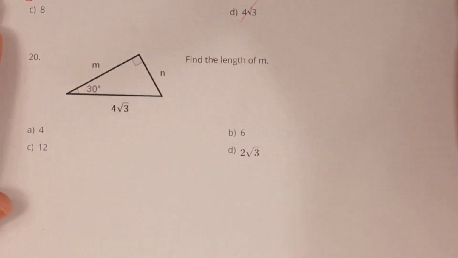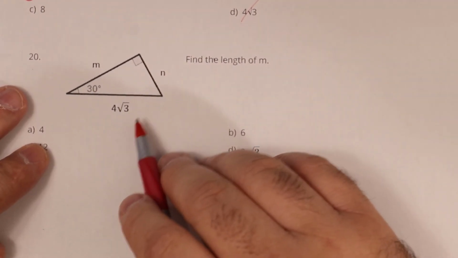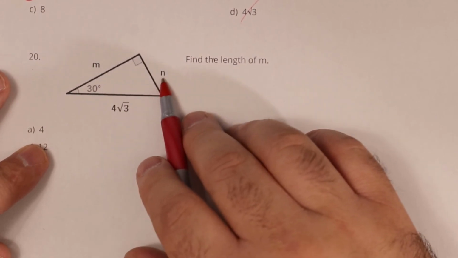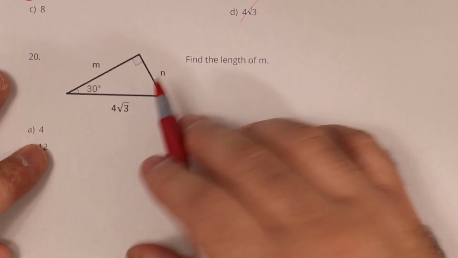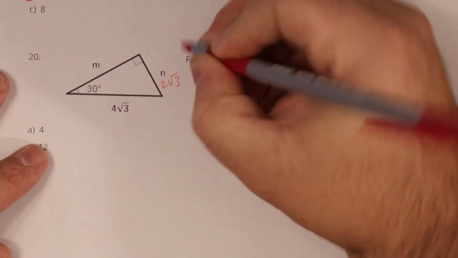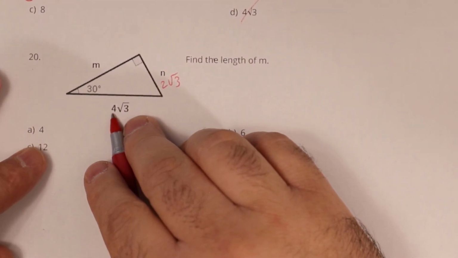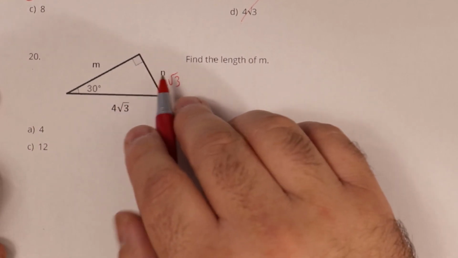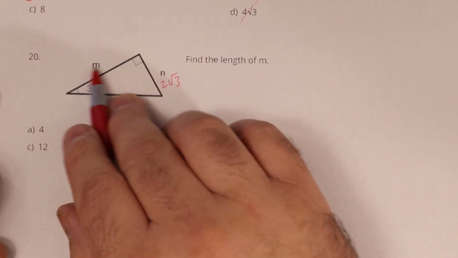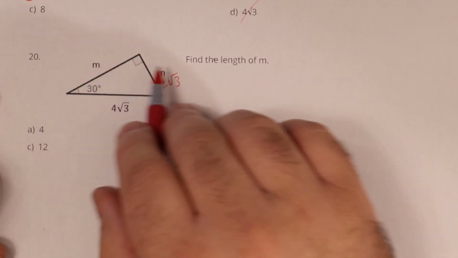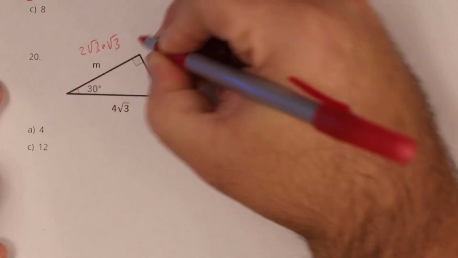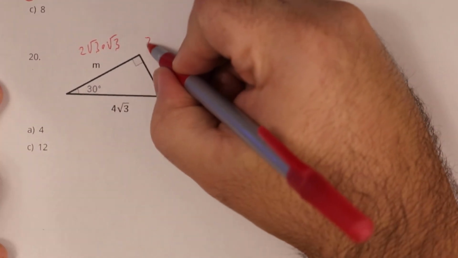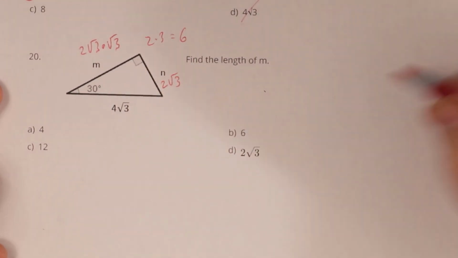This is another special right triangle. I'm going to do it with the special right triangle rules. Those say that from the hypotenuse to the short leg, this is supposed to be twice as big as this one. So I know this is just 2 square root of 3. I just cut the 4 in half. The question's asking for m though, and the rule for the short leg to the long leg on a 30, 60, 90 is you multiply by the square root of 3. So 2 square root of 3 gets multiplied by a square root of 3. Now I have a pair of them. 2 times 3 is 6.